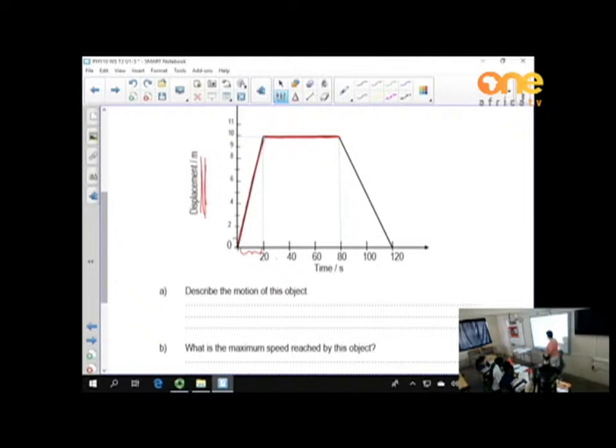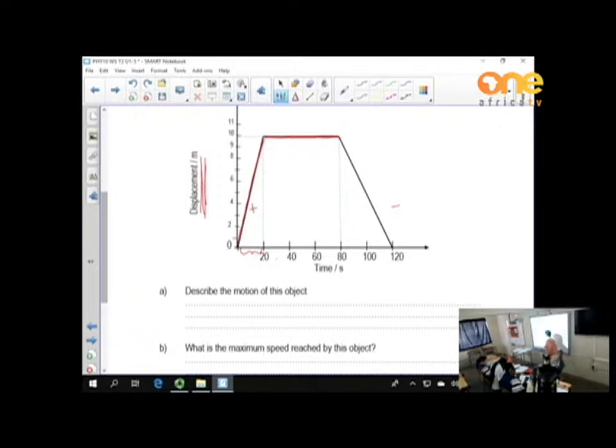20, 40, 60 seconds. Okay? And then what has happened? It doesn't decelerate. It moves in the opposite direction because this was a positive speed, and if that's a negative speed, it means the opposite direction. So it will go backwards at a constant speed for the next 40 seconds.